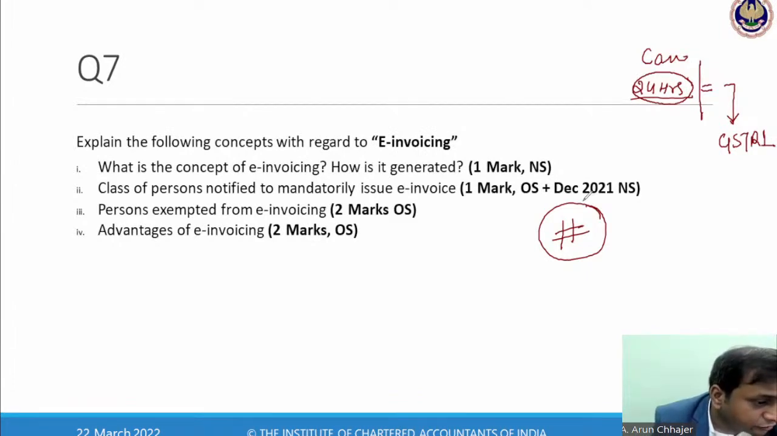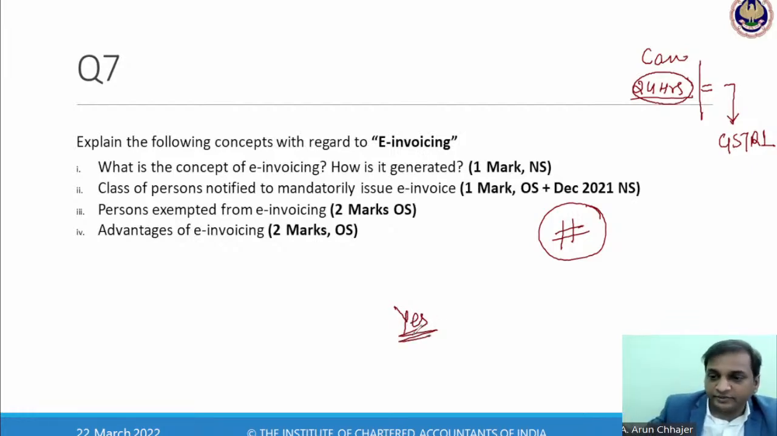If e-invoice is not issued, then there is a penalty. Yes, penalty is there, but I will not cover it because it is not in your syllabus. Yes, penalty would be there under section 122. Also, there would be penalty. So I will not be covering it right now, but yes, penalty is there.